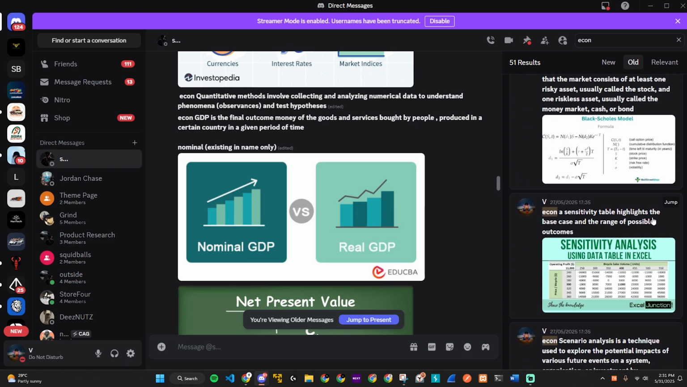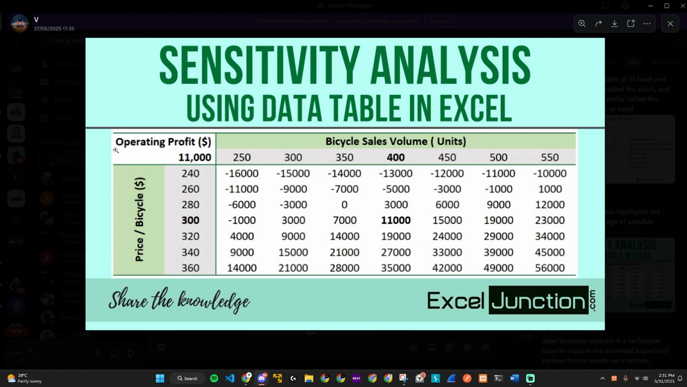So a sensitivity table highlights the base case and the range of possible outcomes. So as you can see, we have the operating profit, we have the bicycle sales volumes, and the number of units. So you can see that we have a lot of operating profit here, and the price per bicycle. And let's see, we have this. Okay, bicycle sales volume. Right, okay.